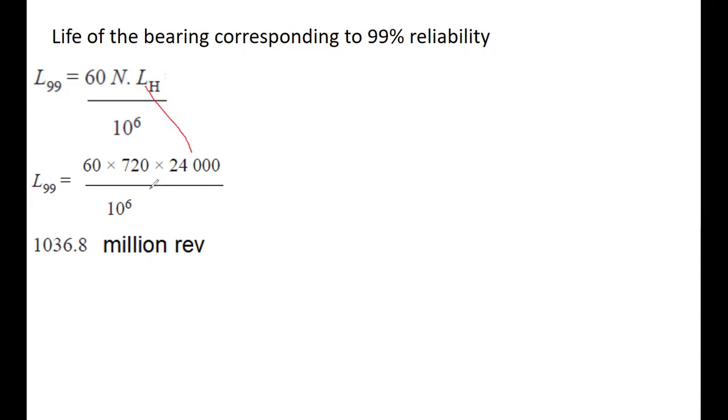So it's given in hours. When you use this equation, which is there on the Bhandari Design Data Book page, 60 into N into LH divided by 10 raised to 6, then you will get the life in million revolutions. So you find out 1036.8 million revolutions.